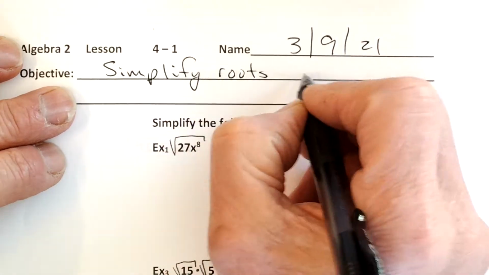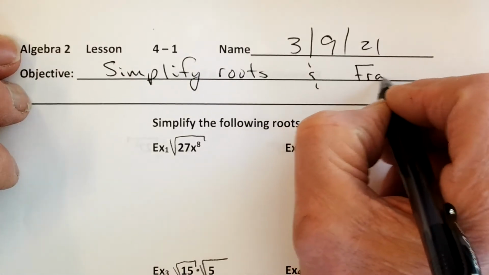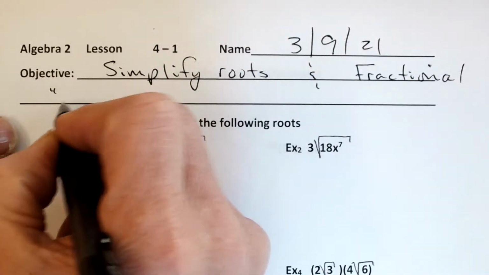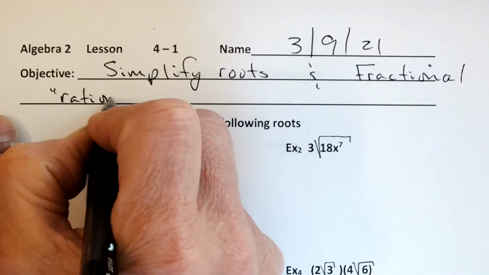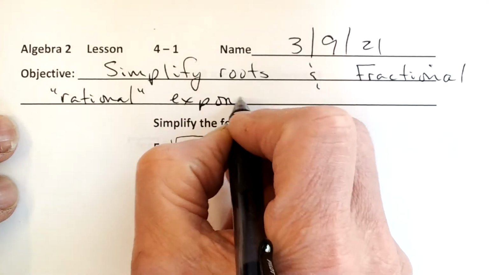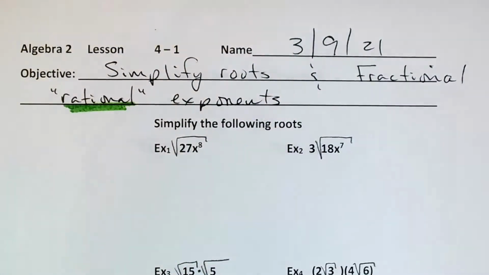Okay, so today's objective is really going to be simplifying roots and fractional, what we call rational, exponents. The word rational means fraction. So when you say the word rational, rational is just a fancy word for fraction, okay?